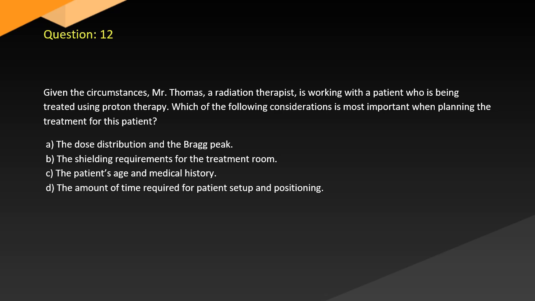Question 12. Given the circumstances, Mr. Thomas, a radiation therapist, is working with a patient who is being treated using proton therapy. Which of the following considerations is most important when planning the treatment for this patient? A. The dose distribution and the Bragg peak. B. The shielding requirements for the treatment room. C. The patient's age and medical history. D. The amount of time required for patient setup and positioning.